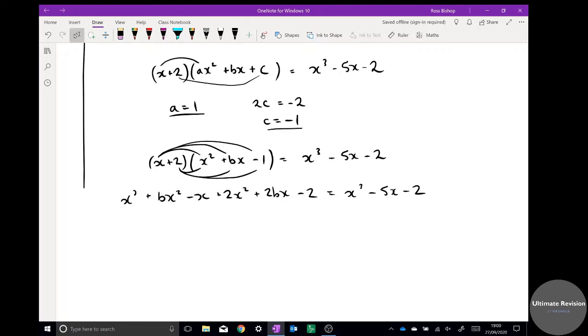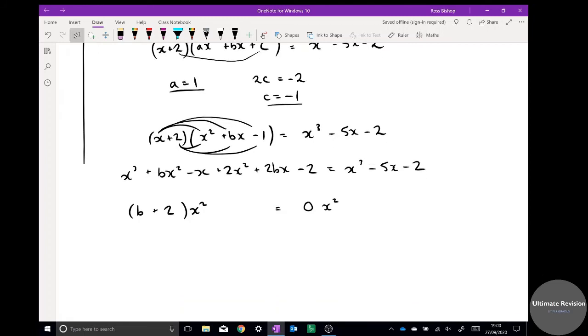Right, I'm going to group the x squareds again. So in front of the x squareds, I'm going to have a b plus 2. And I'm just going to compare that to my x squareds on the right side. I've actually got 0x squareds on the right-hand side. So comparing the coefficients, the number before the x squareds, I know b plus 2 must equal 0. Therefore, b is minus 2.